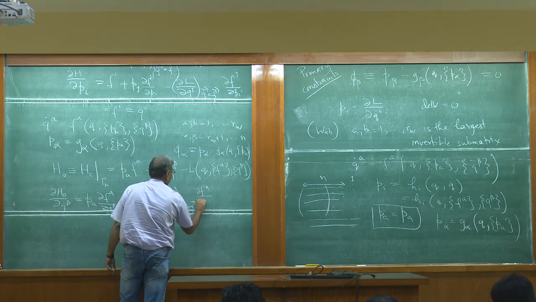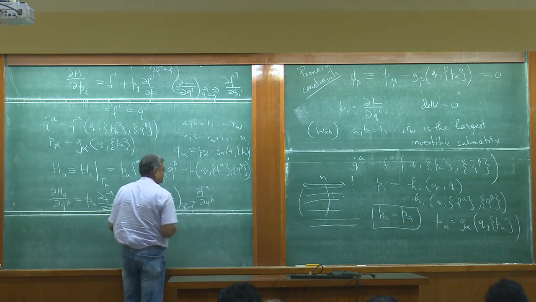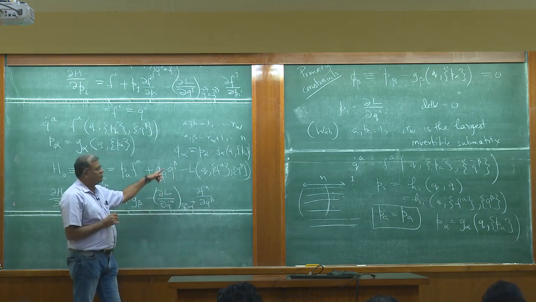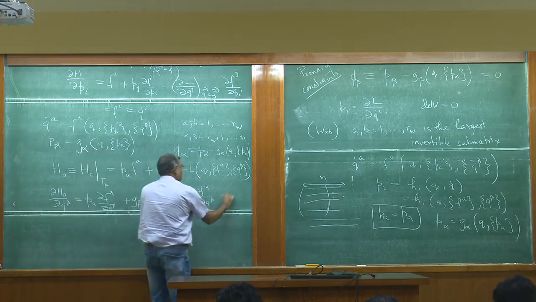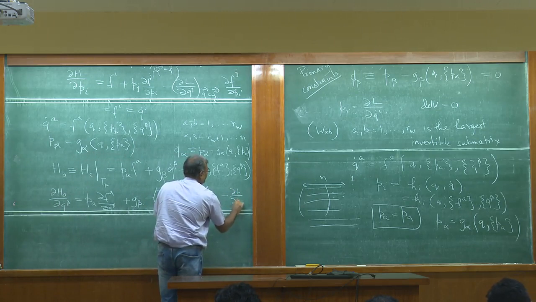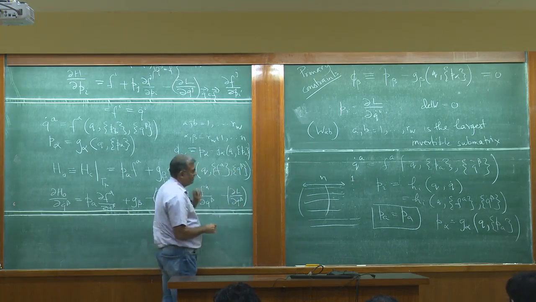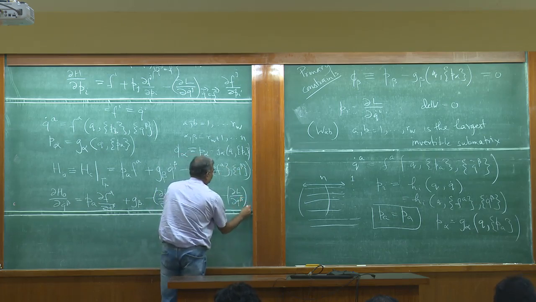Del FA del q dot beta, right? That's just chain rule. But there will also be del L del q dot beta explicitly, because the beta-th q dot is also there as an argument. And this is again with the same change. All the q dots, at least the first RW q dots, have to be changed to F.